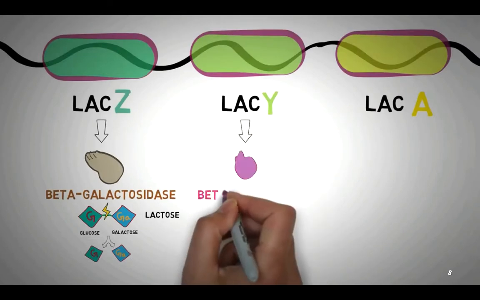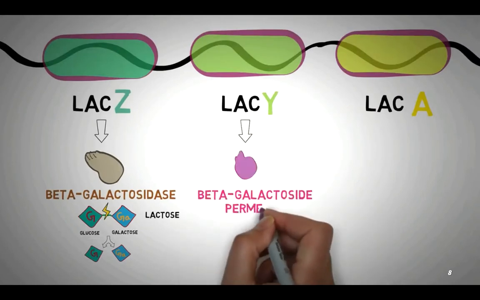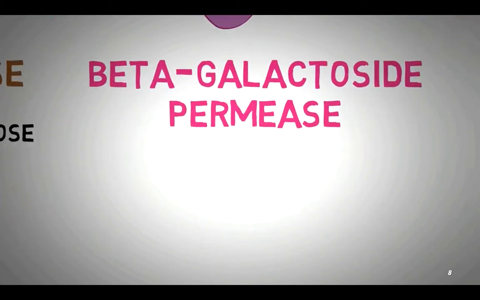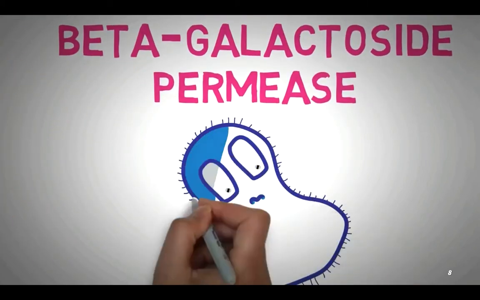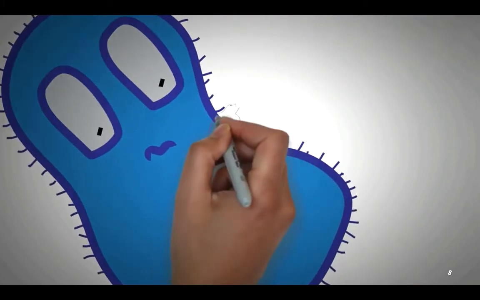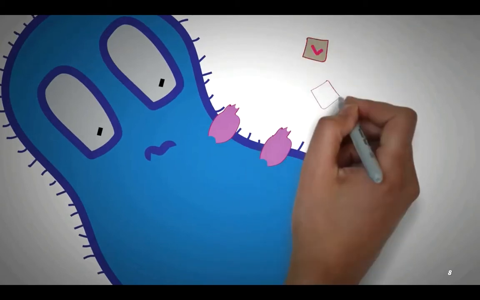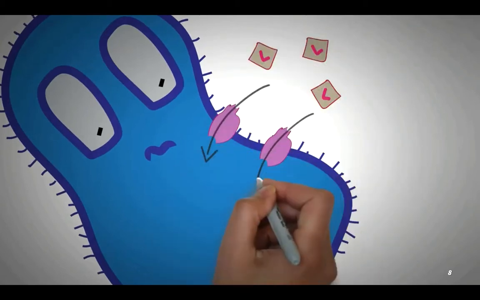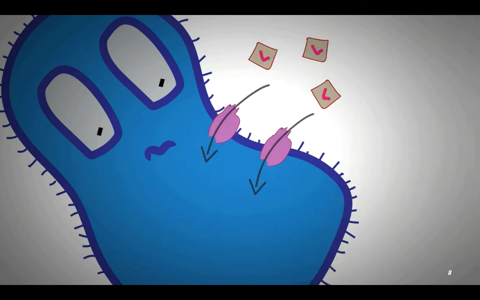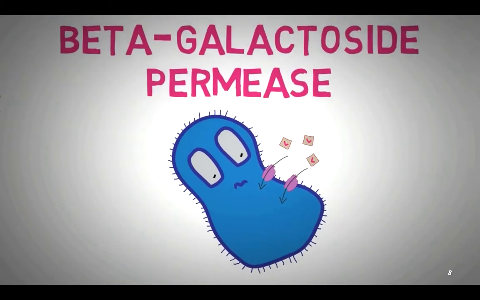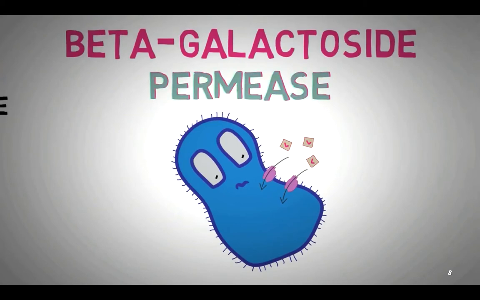The gene LAC-Y codes for the protein beta-galactoside permease, which is basically a tube-like protein that fits into the cell membrane of the bacteria and allows more and more lactose to be pumped into the cell. That is why it is known as beta-galactoside permease, because it increases the permeability of the cell membrane to beta-galactosides, which includes sugars like lactose.